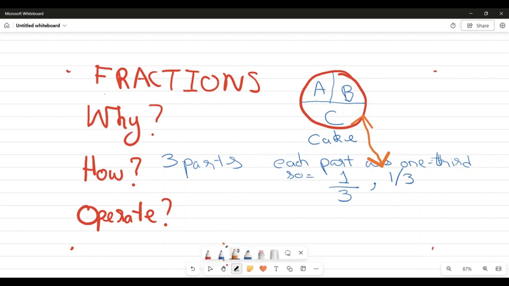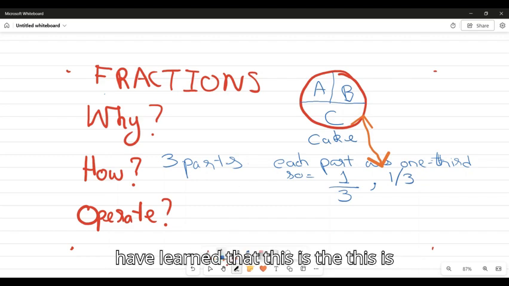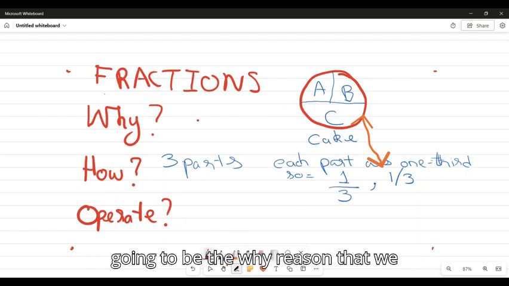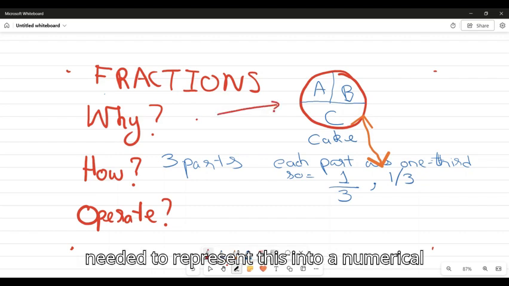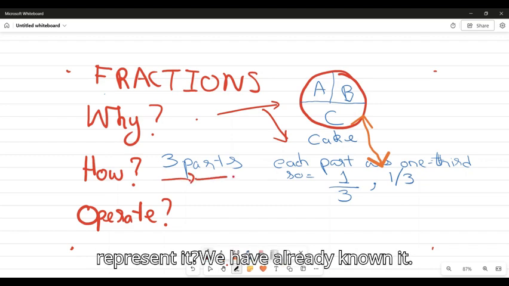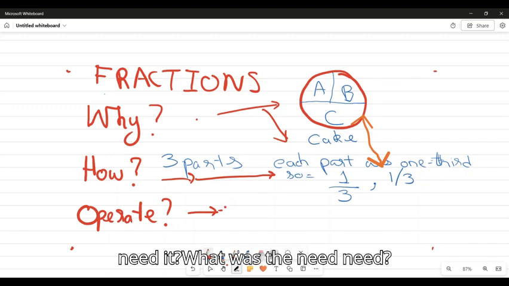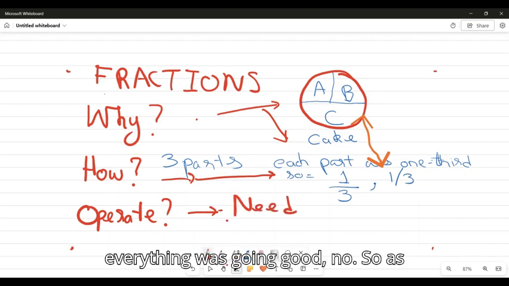Now the question arises, what will we do after this, when we have learned the reason that we needed to represent this in numerical form, that is 1 by 3. Now how to represent it, we have already known. Now how to operate, or why should we need it? What was the need for this fraction thing when everything was going well?